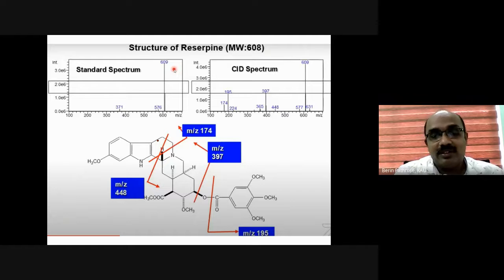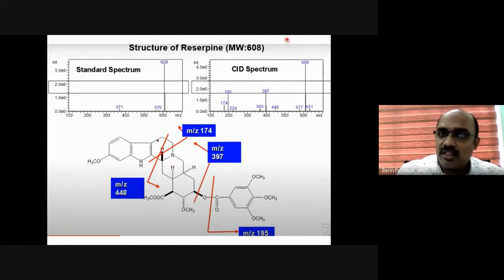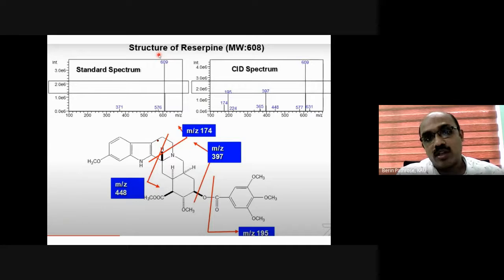Remember, I forgot exactly how the molecular weight changes. I will enquire and tell. That means if the original molecular weight is 608, because of the ionization, we detect only the mass of the ionized compound. So the ionized compound mass we detected as 609. Okay. So this is the structure.